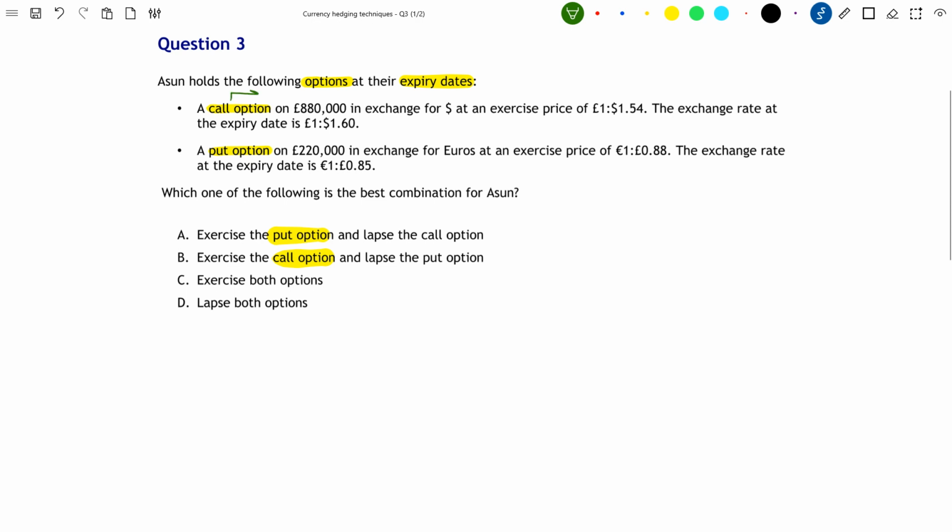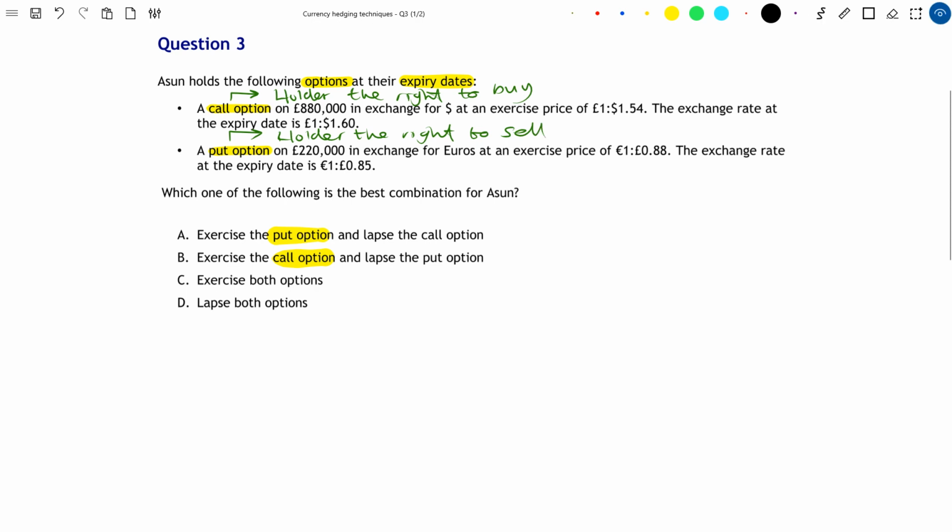So a call option is what? Well, a call option gives the holder of the option the right but not the obligation to buy at the exercise price stated in the question under the conditions given in the option. A put is the opposite, so it gives the holder, well, I don't know whether that's the opposite or not, but it gives the holder the right, but again, not the obligation to sell.